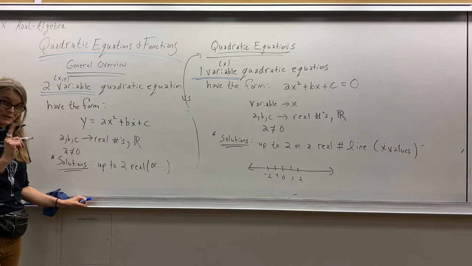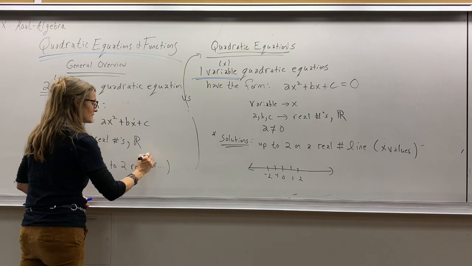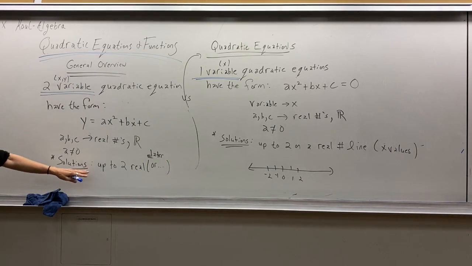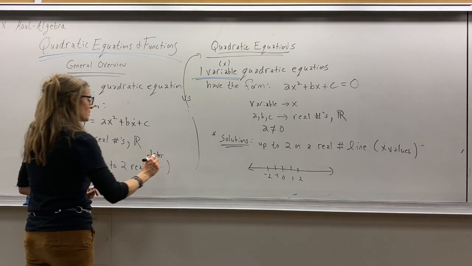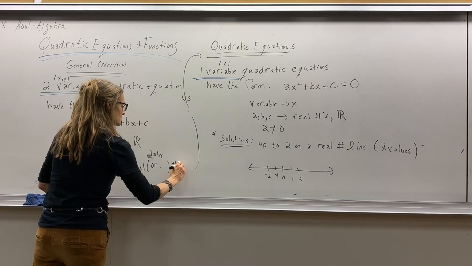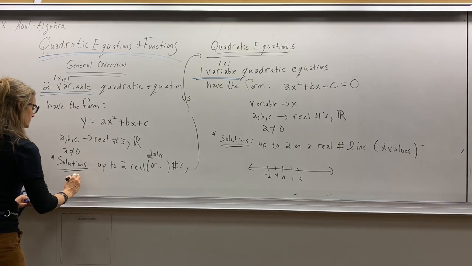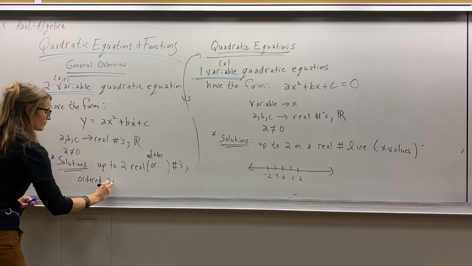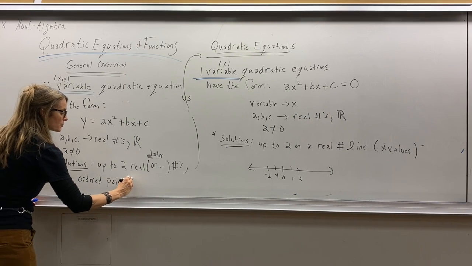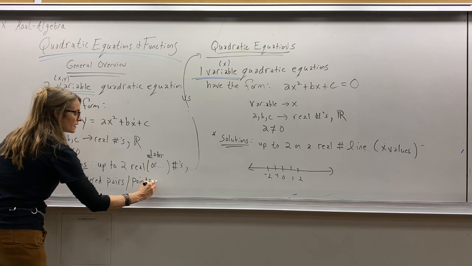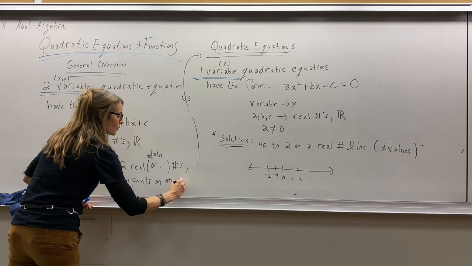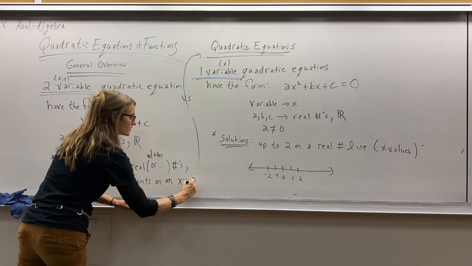We also have complex solutions, but that's to be continued. So I'll put a little note here: later, we can have complex solutions. So we have up to two real points, ordered pairs or points, on an x, y plane.